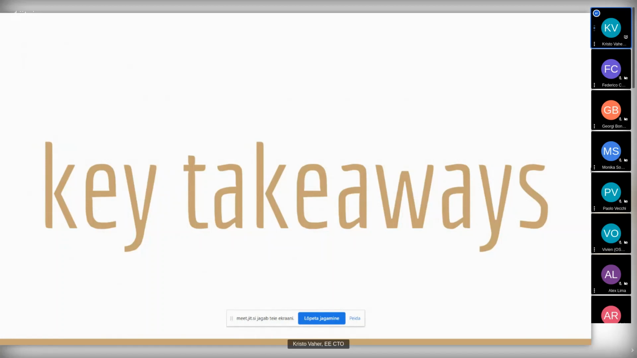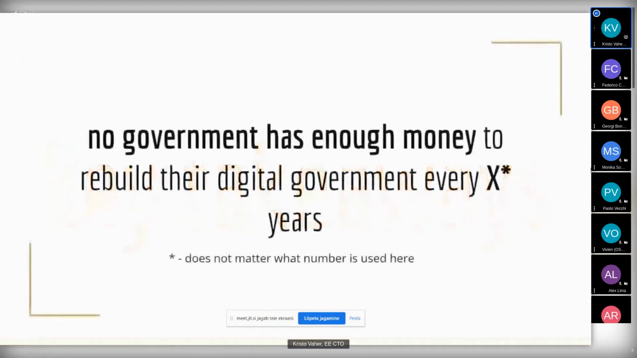There are only three things here that I'm going to focus on. The first thing is that it has to be understood that no government has enough money to rebuild their digital government every X years. And it does not matter what number you use for the X. No government has enough money to do that, irrespective. And this is very, very important to understand: if your strategy is always to rebuild stuff that is legacy or old, and always build everything in a very niche manner, then you are going to hold yourself back.